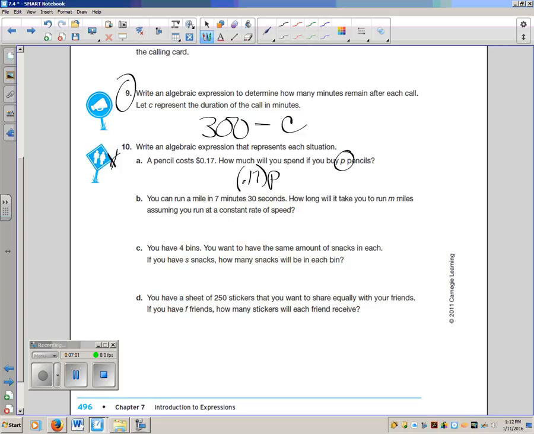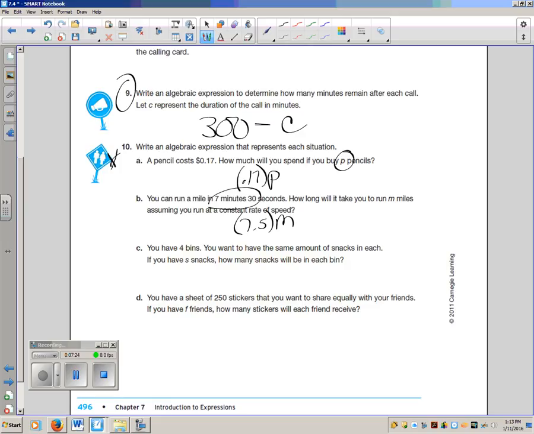B, you can run a mile in 7 minutes, 30 seconds. How long will it take you to run M miles, assuming you run at a constant rate of speed? Let me use a decimal for this, 7.5. I want to know how long it'll take. Just going to multiply that times M.